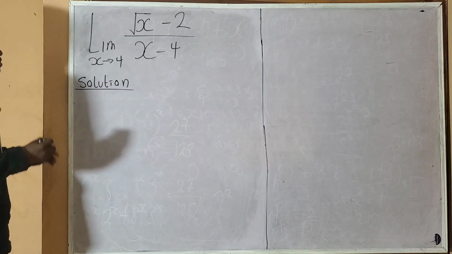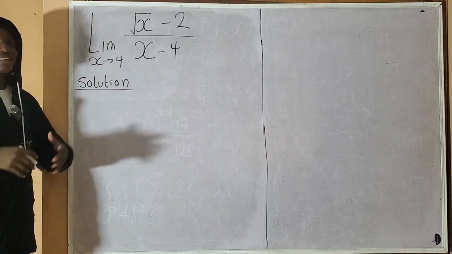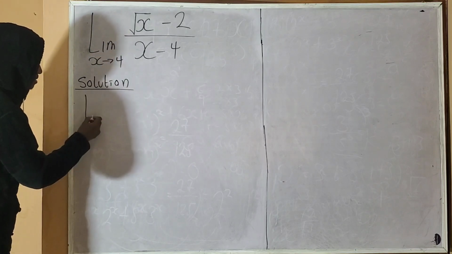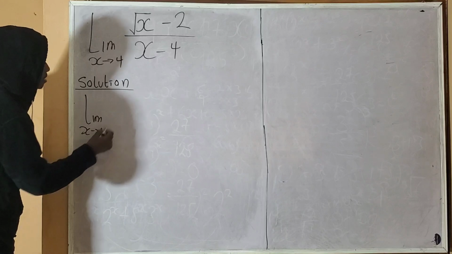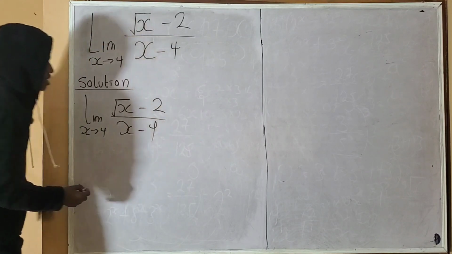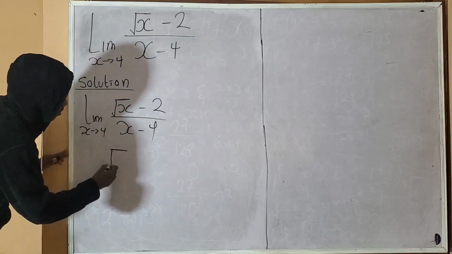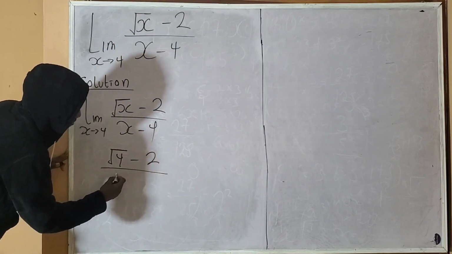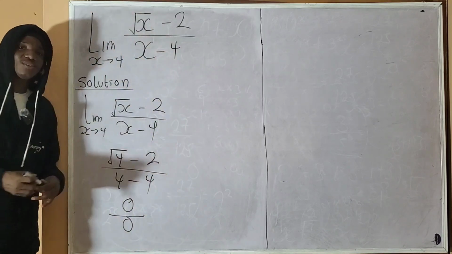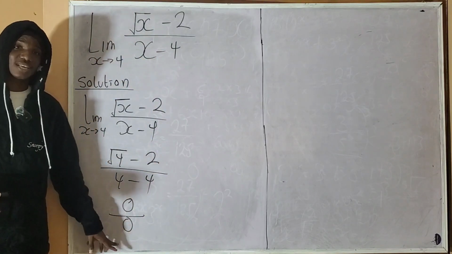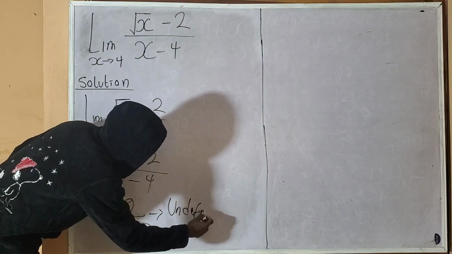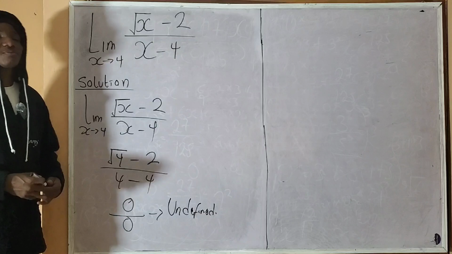All we have to do is first replace the value of x as 4 and see what we obtain. Now I'm going to have root of x minus 2 divided by x minus 4. Replacing x as 4, we have root of 4 minus 2 divided by 4 minus 4. I'm going to have 0 over 0. Because the denominator of this fraction is 0, it is undefined. Because it is undefined, we have to use another approach.